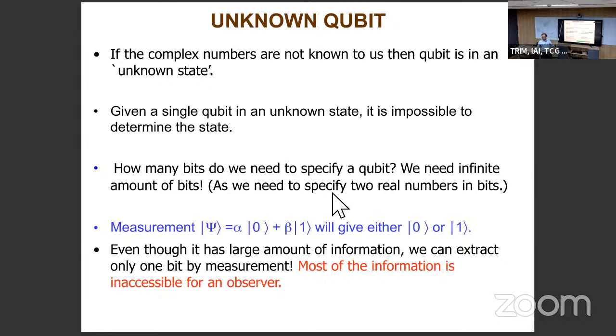So even though your qubit has a vast amount of information, by doing measurement you can extract only one bit. This large amount of information can never be extracted by measurement, and most of the information is actually inaccessible to an external observer. And this has important consequences, as you will see.